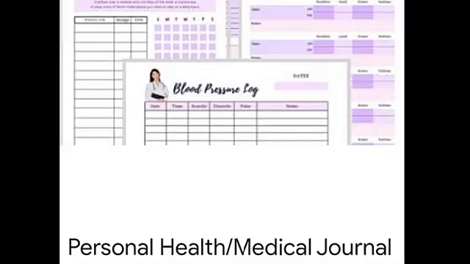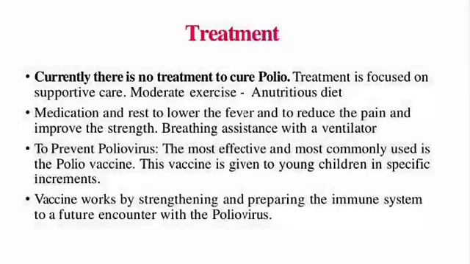Treatment. Currently, there is no treatment to cure polio. Treatment is focused on supportive care like moderate exercise and a nutritious diet. Medication is adjusted to lower the fever, reduce the pain and improve the strength. Breathing assistance with the ventilator. To prevent poliovirus, the most effective and most commonly used measure is the polio vaccine. This vaccine is given to young children in specific increments. Vaccine works by strengthening and preparing the immune system for future encounters with the poliovirus.